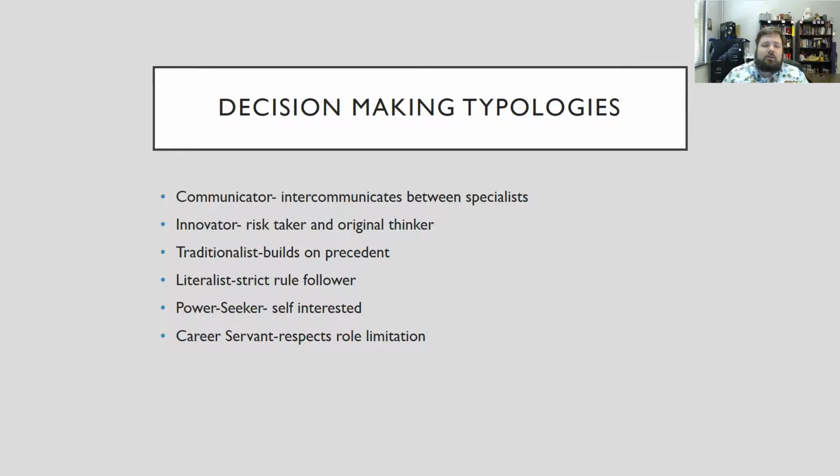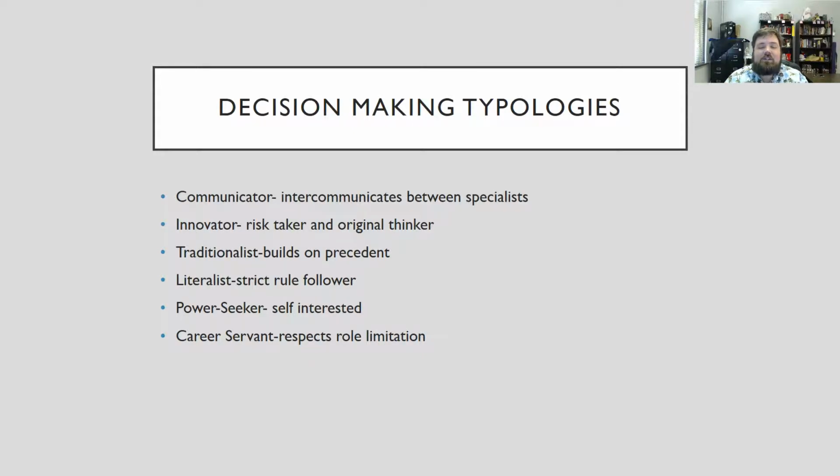So there are certain typologies that people fit into within decision-making groups. We've got about six of them here that we're going to talk about in some depth. So the first major decision-making typology is the communicator. This is the person that goes around and bridges the gap between different specialists. This is your people person.